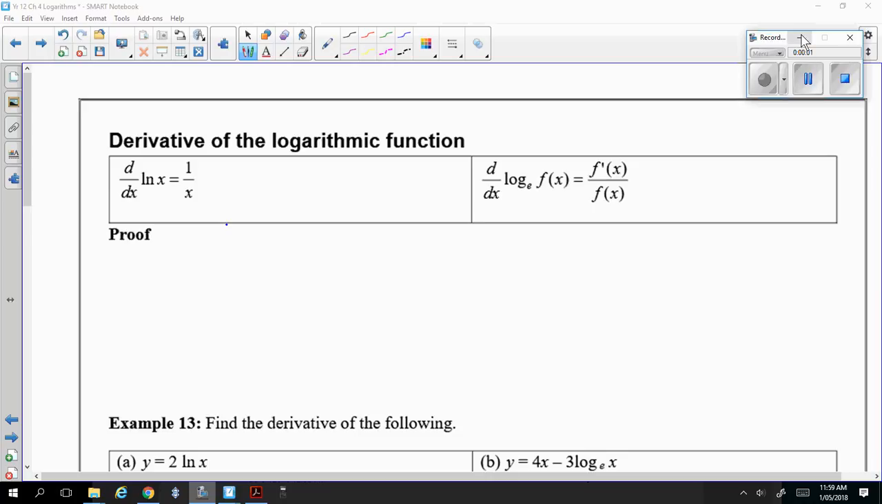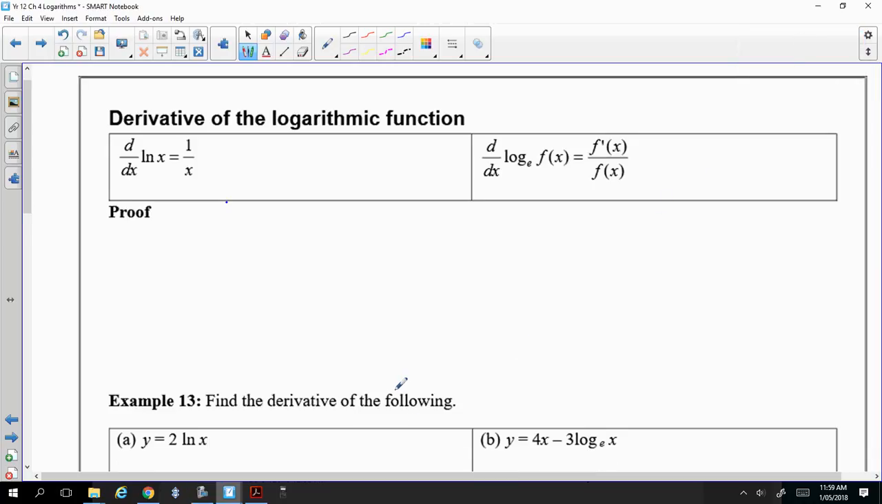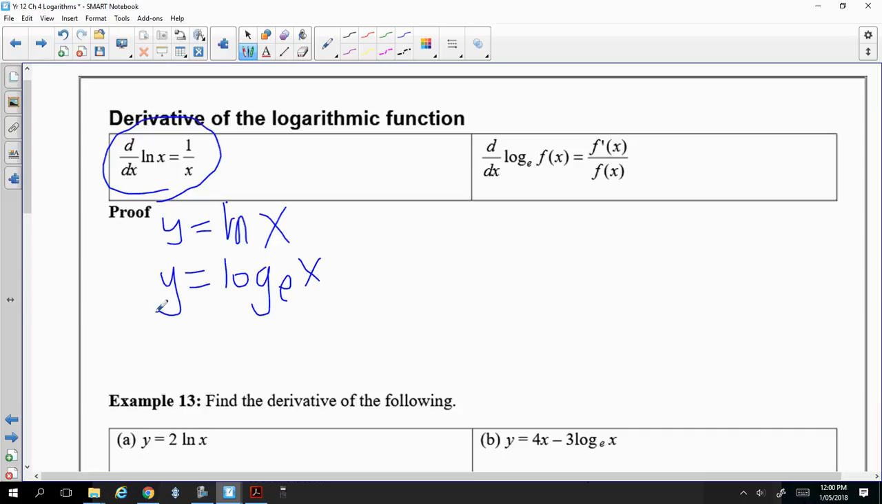Right, so we're going to do a proof of how to differentiate log. We'll try to prove this formula: when we differentiate ln x, you get 1 over x. To do that, we start by letting y equal ln x, and then write ln x as log base e of x, equals y.